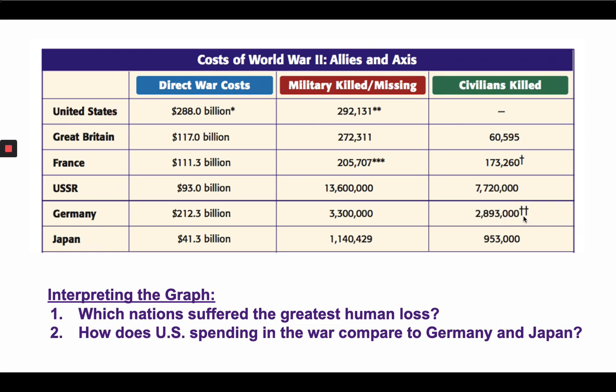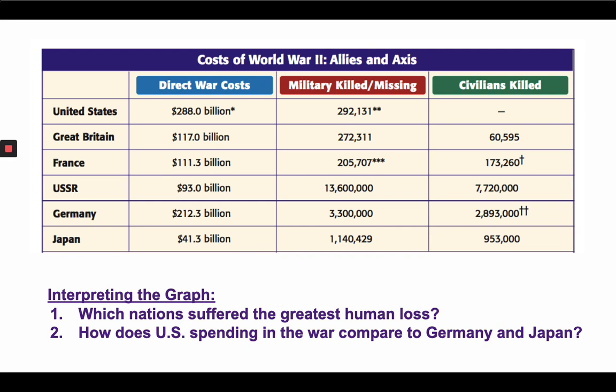Question number 2 asks, how does U.S. spending in the war compare to Germany and Japan? So if we look at the direct war costs, if you look at the U.S. compared to then the Axis powers, Germany and Japan, you'll notice that the U.S. spent more than Germany and Japan combined in World War II.